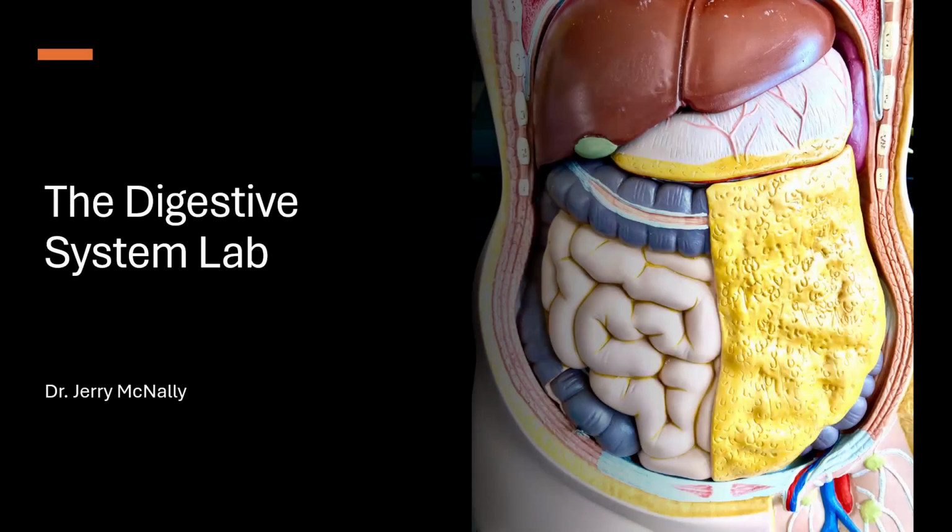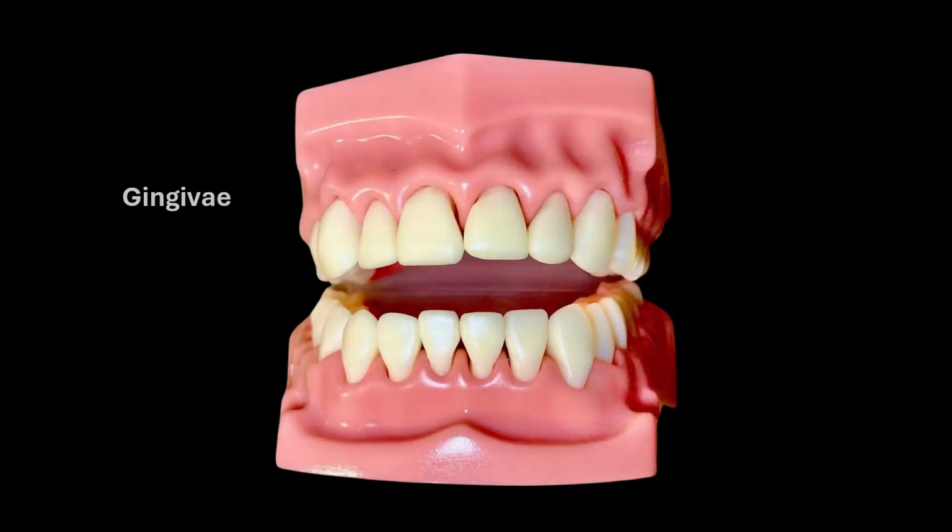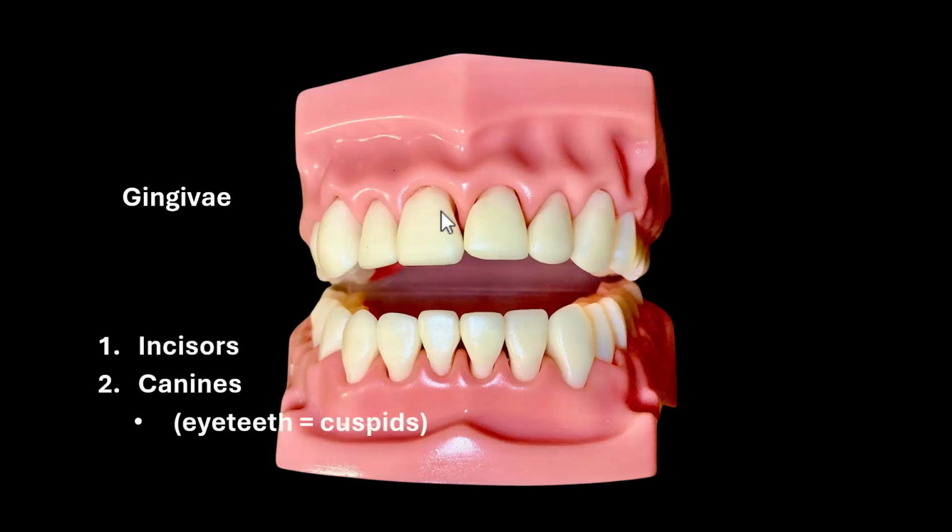In this Digestive System Lab, we'll be taking a look at multiple anatomical models. Looking at this tooth model, the first thing we see is gingiva, and right here, gingiva refers to the gums. Here we have our incisors, these four right here. These are the central incisors and the lateral incisors, but the incisors for top and bottom.